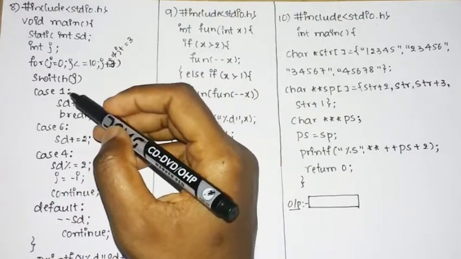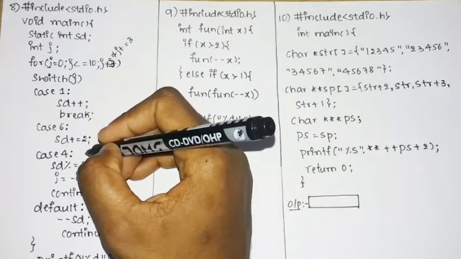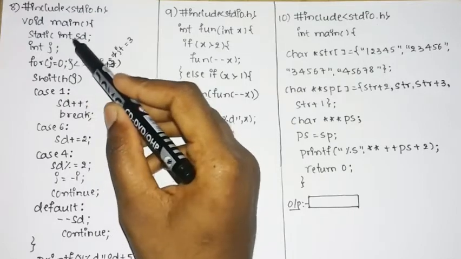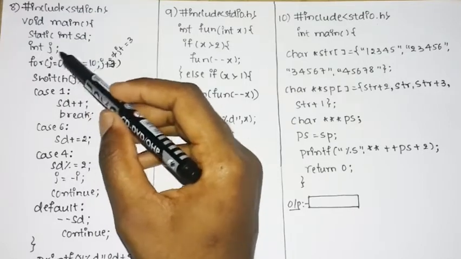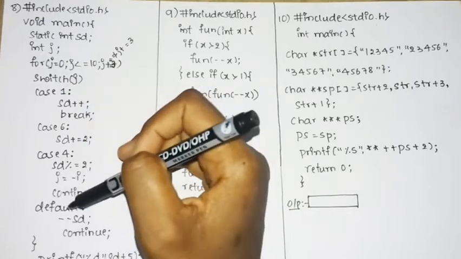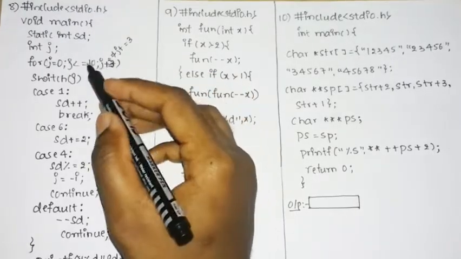For none of the questions are they going to provide the options; you are going to trace the code and write the output. So this is the program which is asked. That is static int st, int j equal to 0. We have a for loop followed by the switch case, and these are the cases followed by the print statement. Now quickly we shall trace the code.